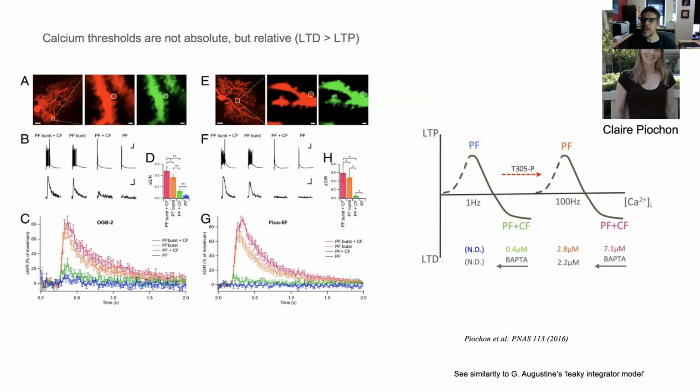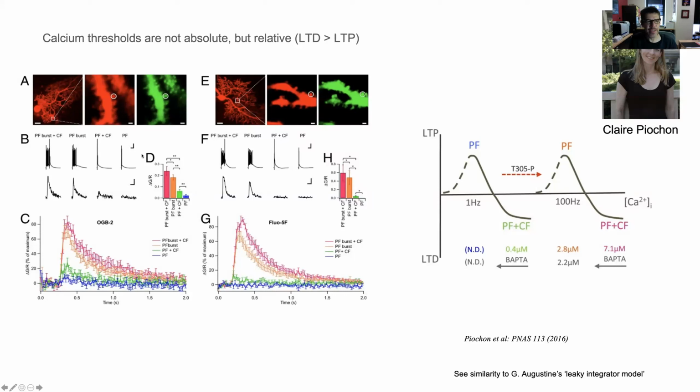One is the following, and that was work done by former postdoc Claire Piochon in my lab. It was about the fact that the calcium thresholds for these phenomena are not absolute. They are relative. That means it's not one calcium concentration for depression and one for potentiation, but they are shifting. These thresholds are shifting, but relatively they are intact. That means at each condition, there's always a higher threshold for depression than for potentiation.